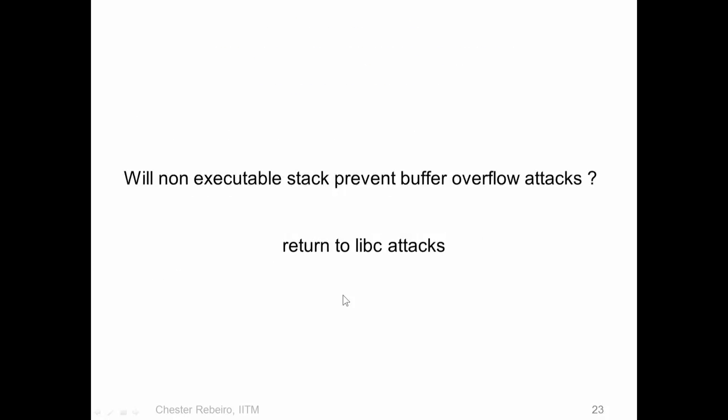So, the next thing we are going to ask ourselves is, if we make the stack non-executable, will it completely prevent buffer overflow attacks? And in fact, it does not. Over the years, buffer overflow attacks have evolved to something known as the return to Libc attacks, which could be used even on systems which have a non-executable stack. So, let us see very briefly how a return to Libc attack works.